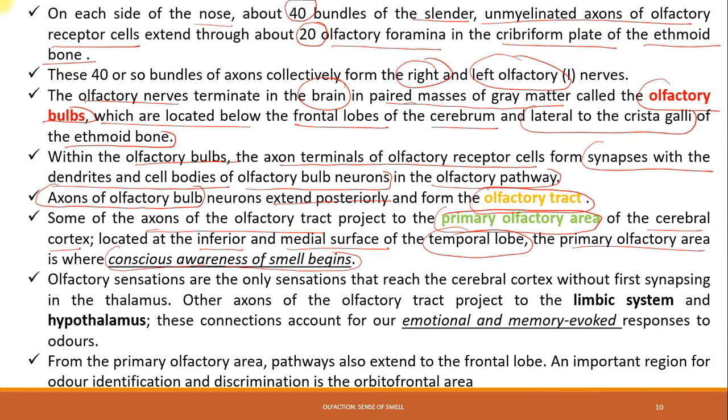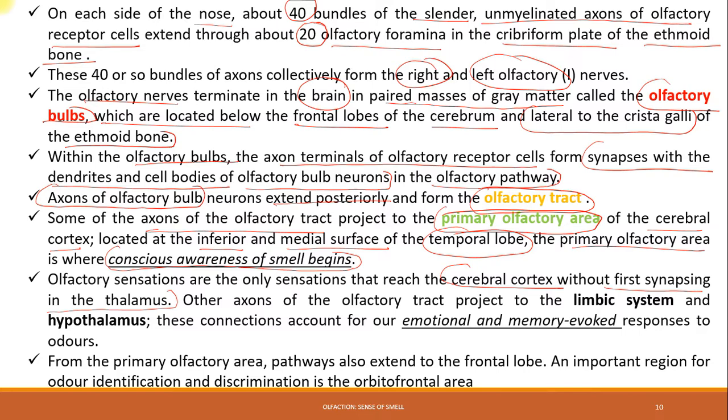Olfactory sensations are the only sensations that reach the cerebral cortex without first synapsing in the thalamus. Out of the four senses that we are going to study, for the other three, that is gustation, vision, and hearing, the neurons will first end up in the thalamus and then reach the cortex. But olfaction is the only sense whose neurons reach the cortex directly instead of first reaching the thalamus.